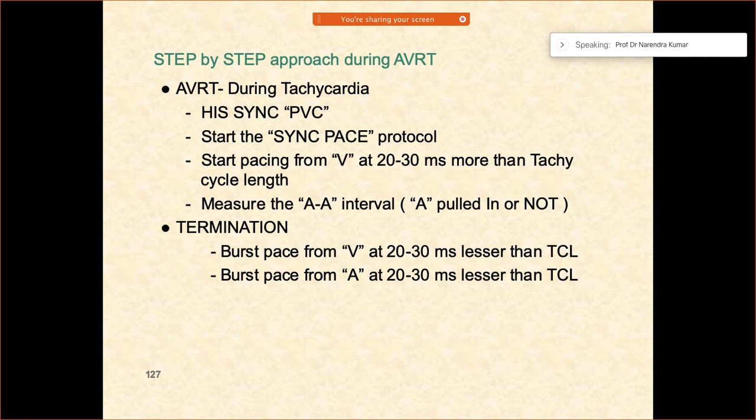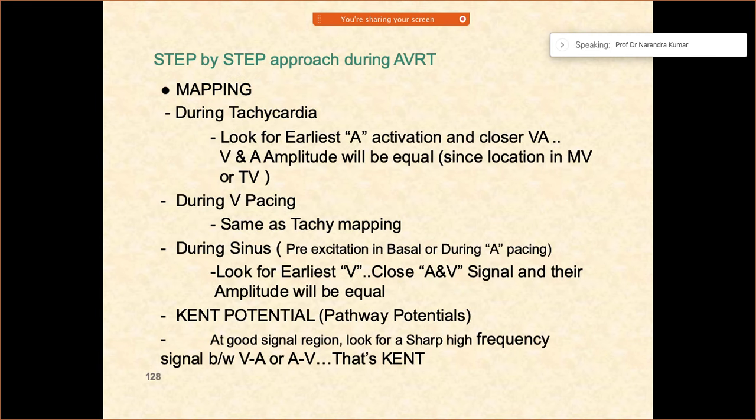But a lot of times the tachycardia is going to be there for a really long time, so you want to terminate it, right? Then what you do is pace from the A or V, again 20 to 30 milliseconds lesser. So once you are aware of these basics, as an electrophysiologist you also have to go around and map the different areas. You can do it during tachycardia, during pacing from the ventricles, otherwise during the sinus rhythm as well.